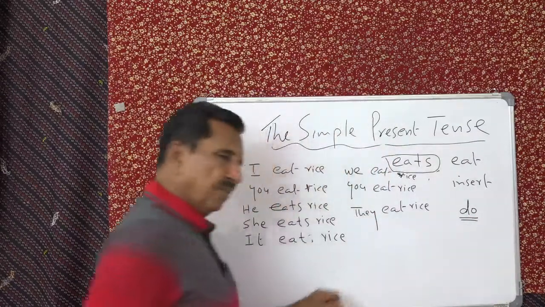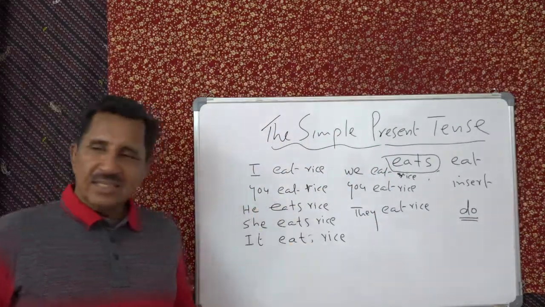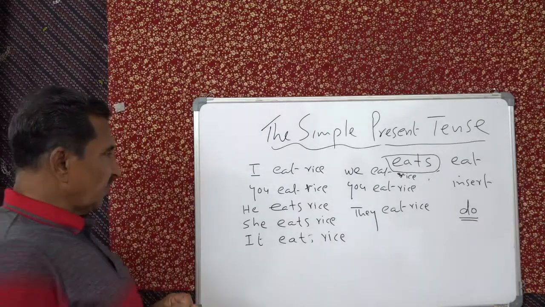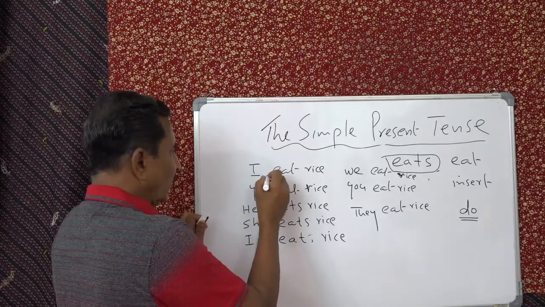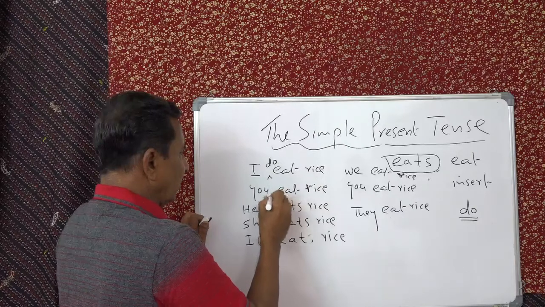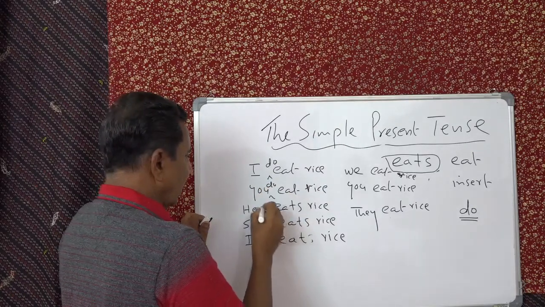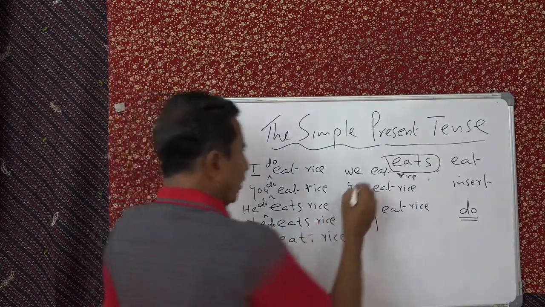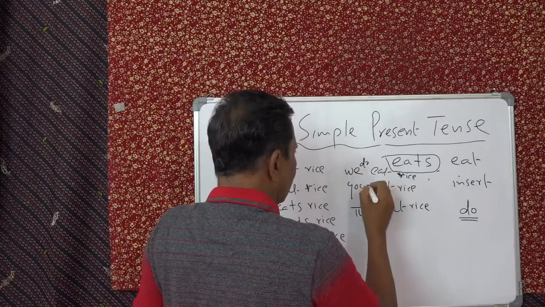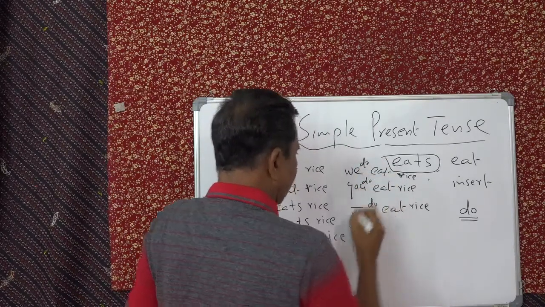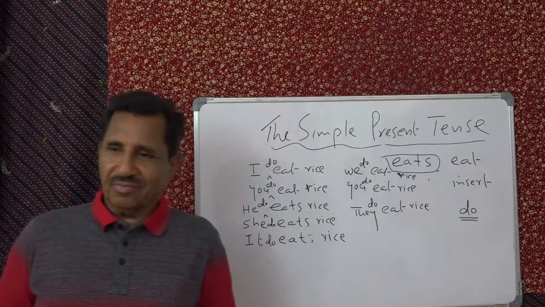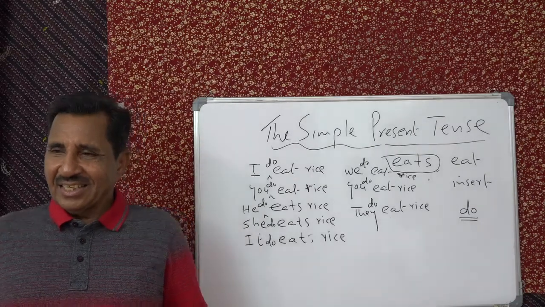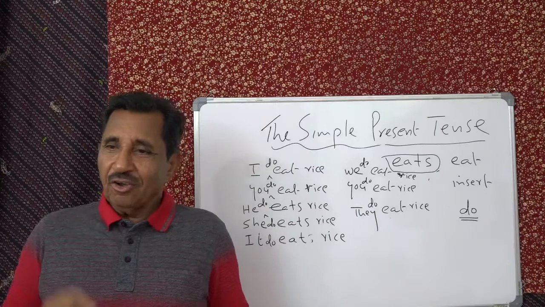This is the word. So if you want to make the simple present negative, first you have to insert do. So let us do: I do, you do, he do, she do, it do, we do, you do, they do. Okay. Now we can make it negative. You know what is the reason? The reason is do is a friend of negative.